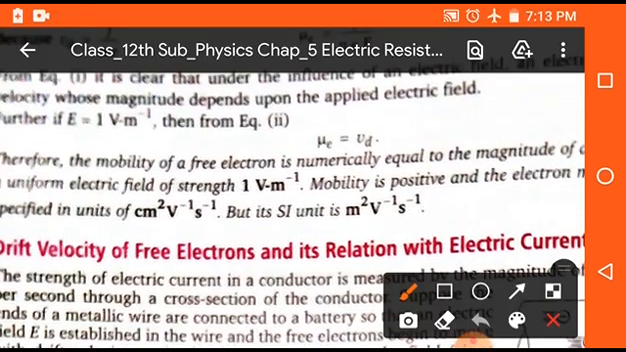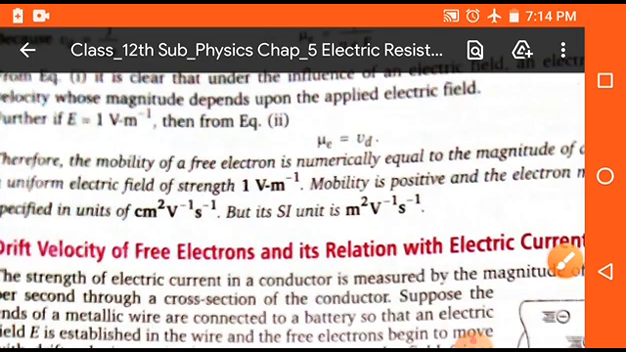On putting the value, there is a relation μE = Vd. It means that we can say that the mobility of a free electron will be equal to the drift velocity, but it is true numerically only, not theoretically. Now the unit of mobility is centimeter square volt inverse second inverse, or the SI unit is meter square volt inverse second inverse.